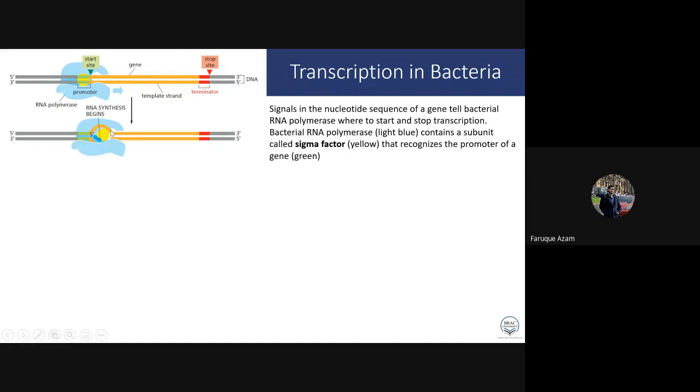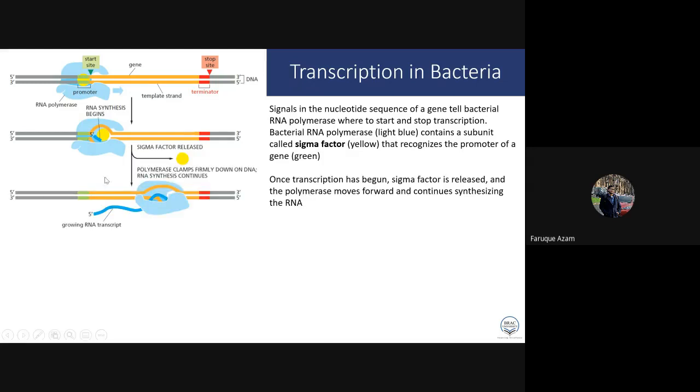Then, if you can see, the promoter was this one, this green. Here the green is not that much visible, but here you can see this. The sigma factor mainly binds at this promoter, and then the sigma factor is released. So when the sigma factor is released, then the RNA polymerase starts to move and synthesize the RNA. So up to this point, the terminator point, the RNA polymerase will synthesize the RNA strand.